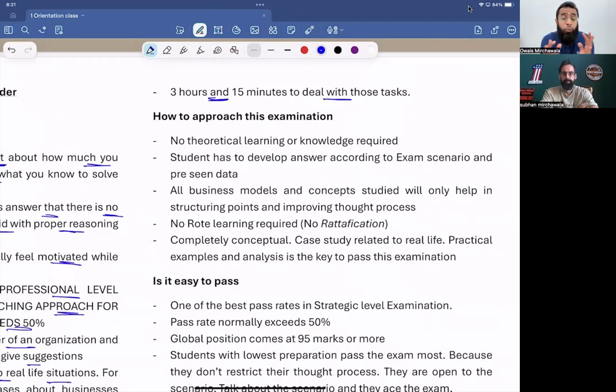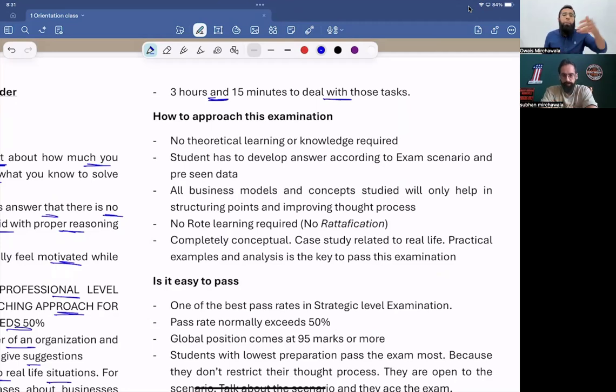any form of bookish knowledge. No rote learning, no copy pasting the data. Maybe in some time, this paper will become open book also. The examiner will allow you to have access to the book also. Because the point is, the examiner is not interested in theoretical dry concepts. He is interested in that case study.